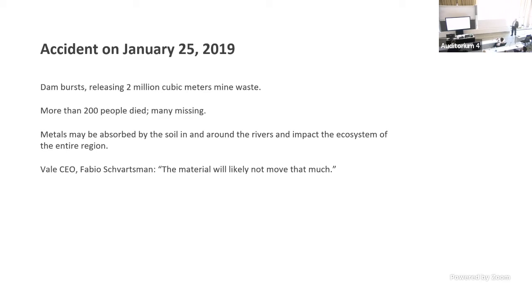In addition, metals may be absorbed by the soil around the dam and the rivers. So the ecosystems here could be affected majorly. And this was the way it sounded in the news reports on January 25, January 26 of 2019. Earlier, and also during this, the CEO of VALE was saying that the material will likely not move that much.